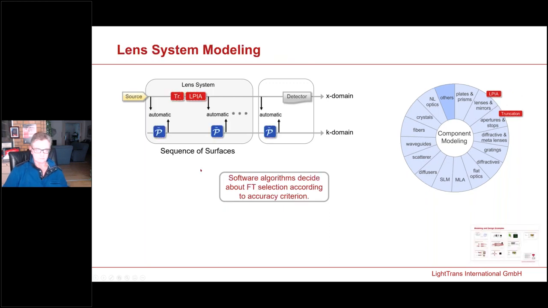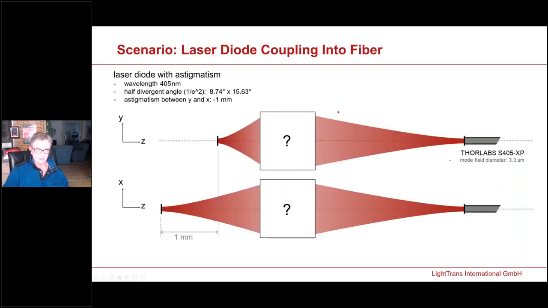And so, in general, if you don't know what the lens is doing, then take automatic one, and the software decides for you what kind of Fourier transform is to be selected. I'd like to show you an example. It's a laser diode coupling into a fiber. So that's a quite ugly laser diode in blue, 405 nanometer, very, very astigmatic. And we'd like to couple this light into a fiber. It's a monomode fiber with 3.3 micrometers. So we'd like to have a Gaussian beam here, but we don't have a Gaussian beam here.